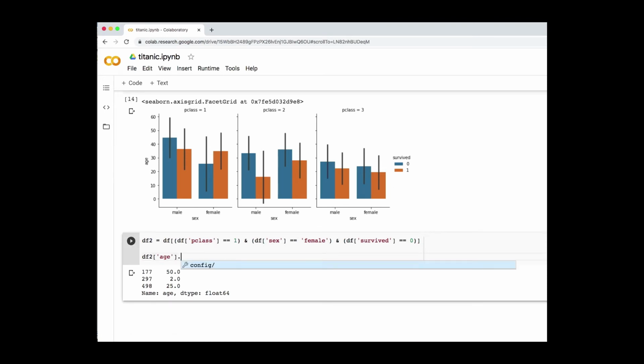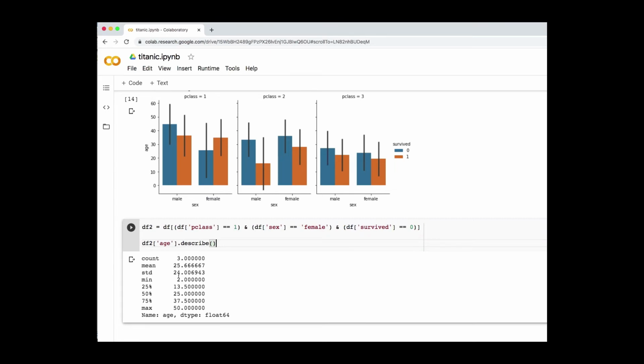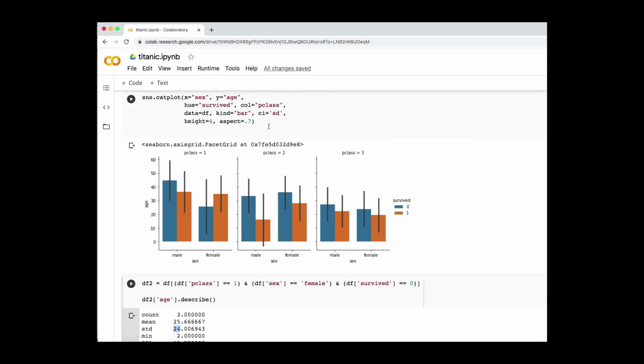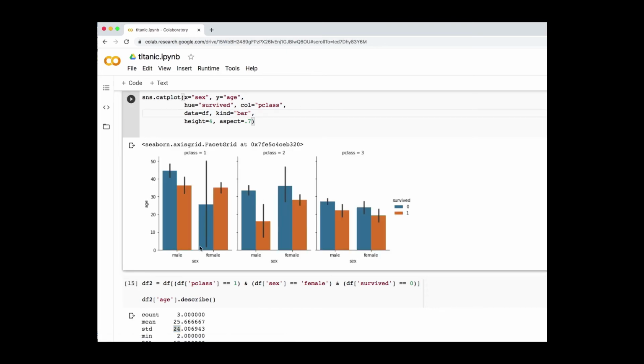Now, how do we know that? You find out the standard deviation by running describe on this age column. You will see that the mean is 25.66 and the standard deviation is 24. So this bar that you see is minus 24 and plus 24 on this 25.66. So 25.66 is at this point. So it's showing us an error bar, one standard deviation on the negative side and one standard deviation on the positive side. So in other words, if you consider the confidence interval as one standard deviation, then this is the error bar. However, if you remove this, then the way it computes the confidence interval is through bootstrapping samples.